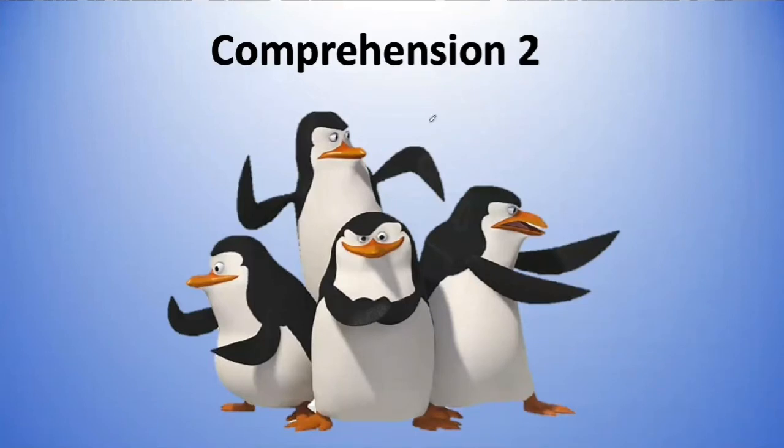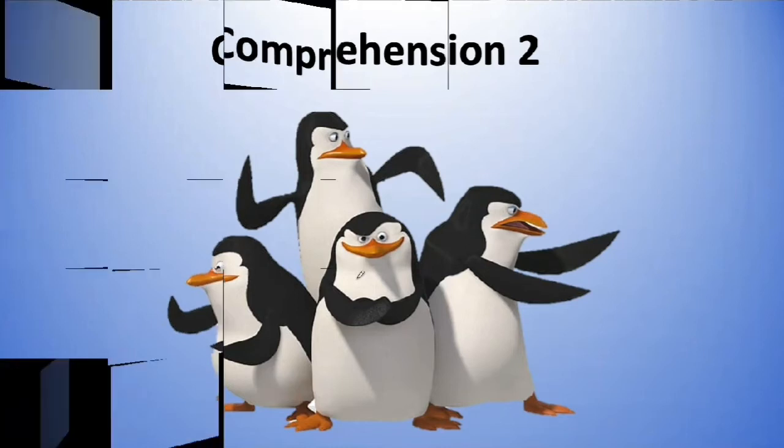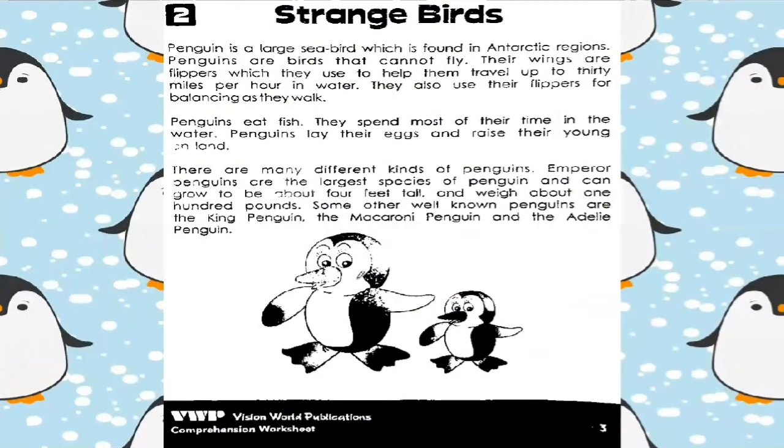But what about this picture? Why are these penguins over here? I don't know. Let's just see why these penguins are here. Okay, now here you have your comprehension 2, Strange Birds. And that is on page number 3 of your book.